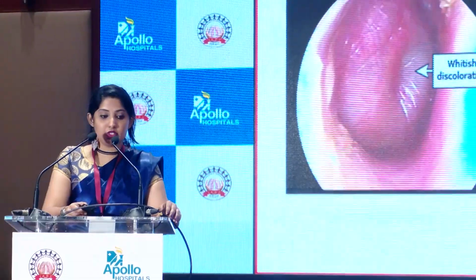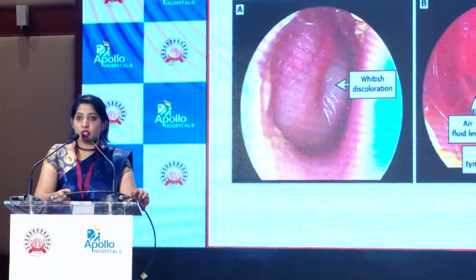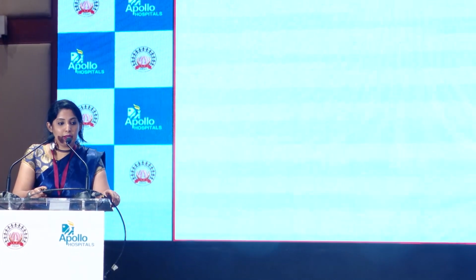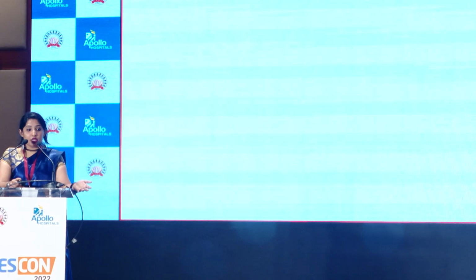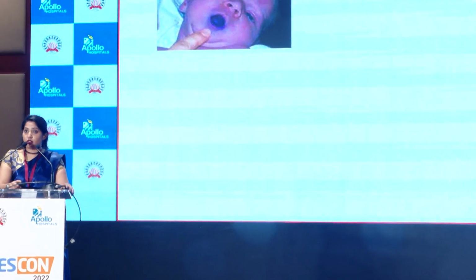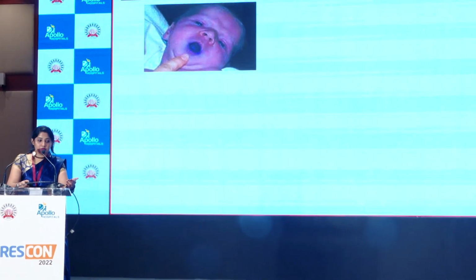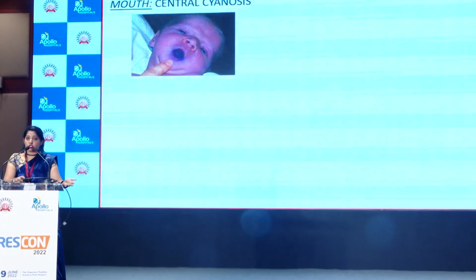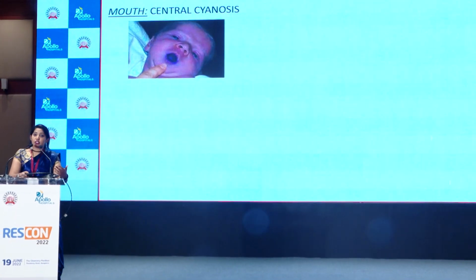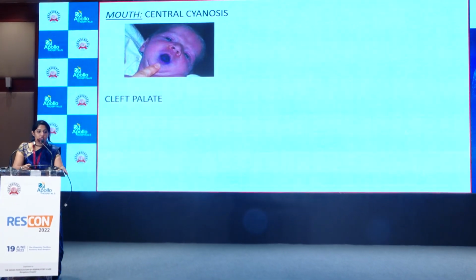Nasal polyps is a benign, painless growth in the nasal passages, which is usually associated with atopy or cystic fibrosis. Inspecting the mouth, maybe you can ask the child to see how big the mouth is or how long the tongue is. Or you can check for central cyanosis, which is bluish discoloration of the lip and the tongue. This is because of hypoxemia, that is low oxygen in the blood.